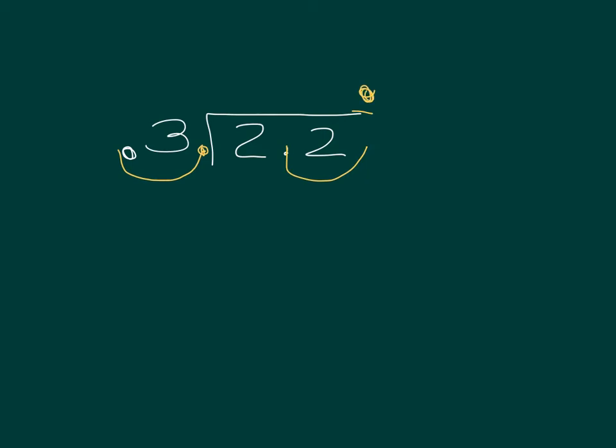And okay, let's go ahead and tackle this. So 3 can't go into 2, so I'm going to place a 0 here. 3 goes into 22. Well, that's 7 times. 3 times 7 is 21. We subtract, leaving us with 1.